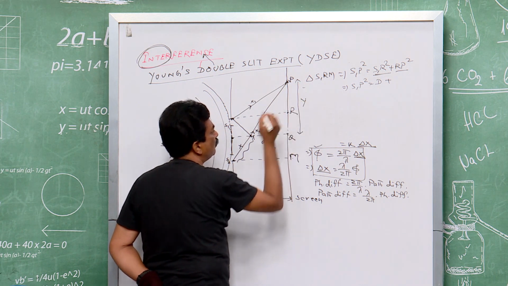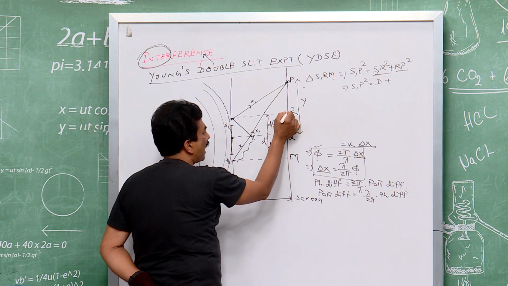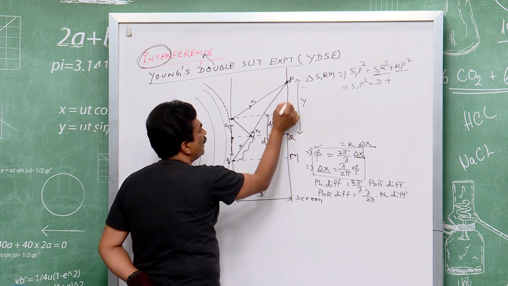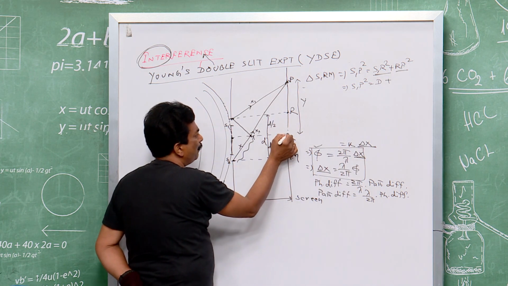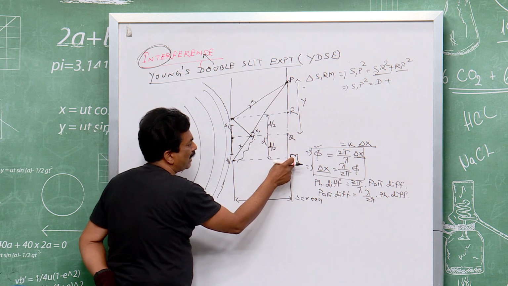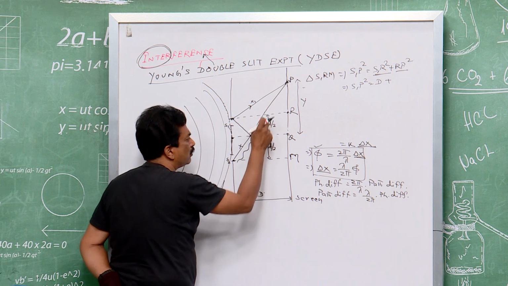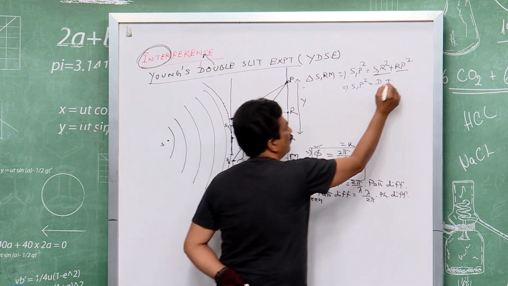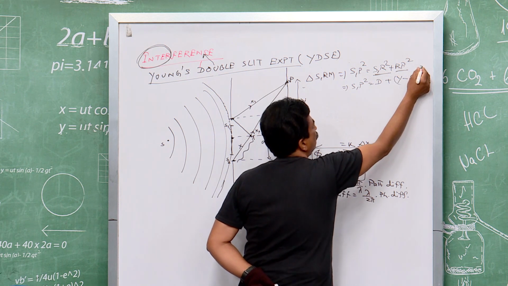If PQ we have taken as Y, then PQ minus RQ will be PR. So this RQ is the mid position of RM, because this to this is D by 2, this to this is D by 2, the total one is D. Therefore this one is equal to Y minus D by 2 whole square.